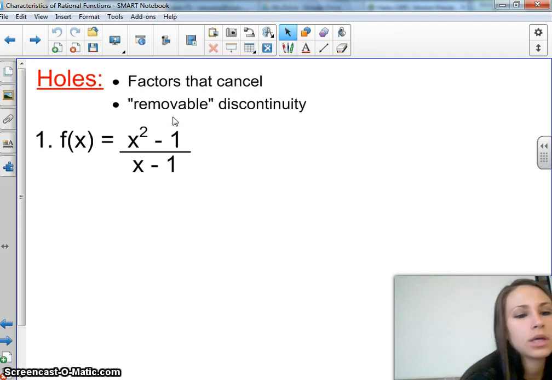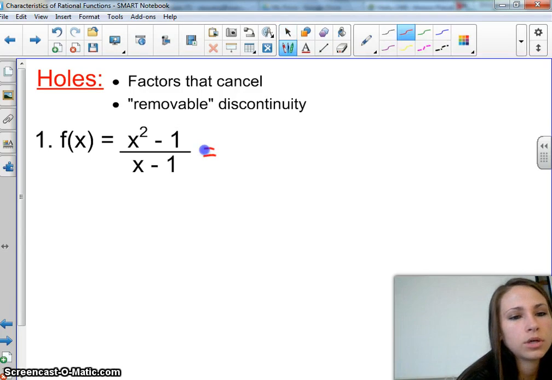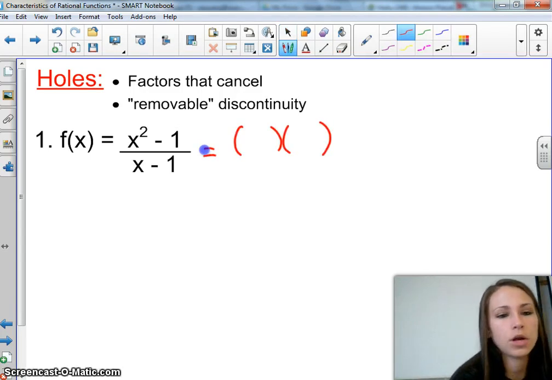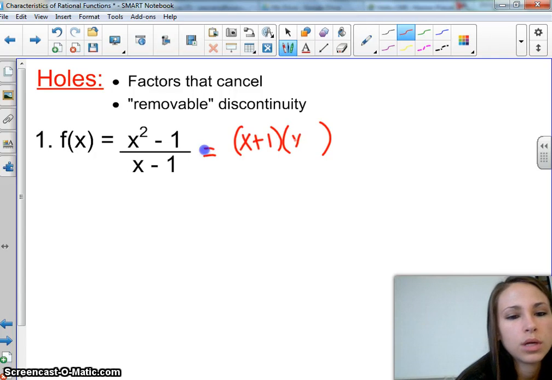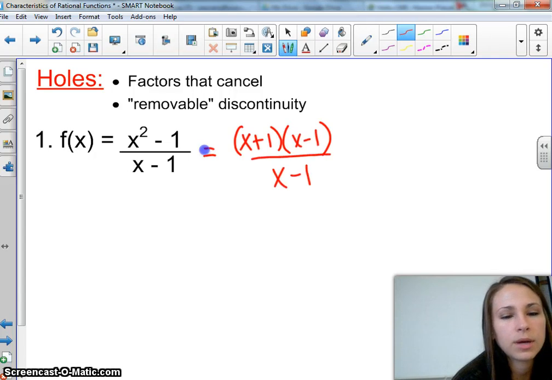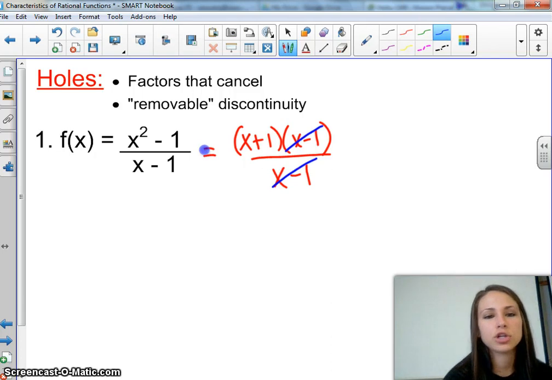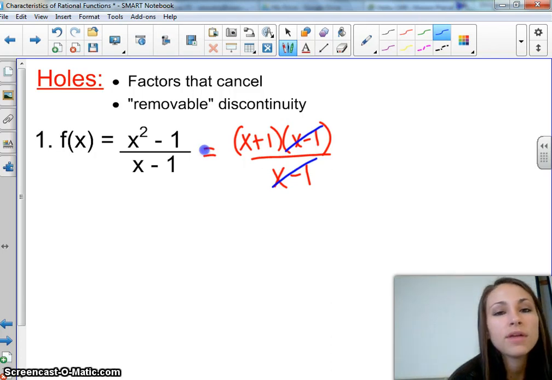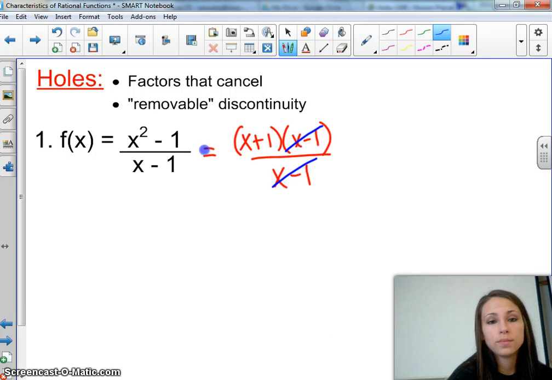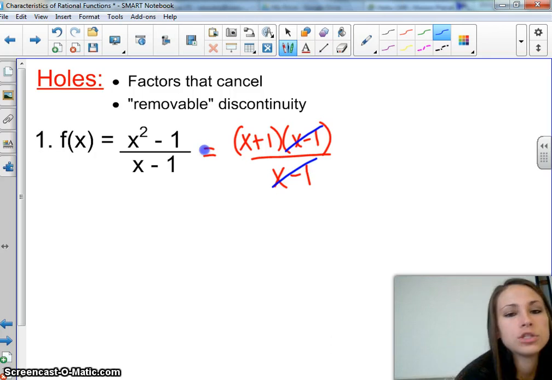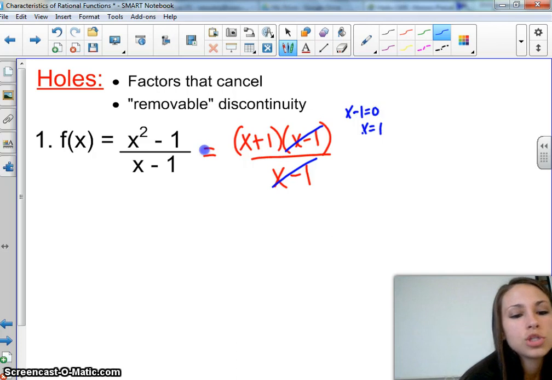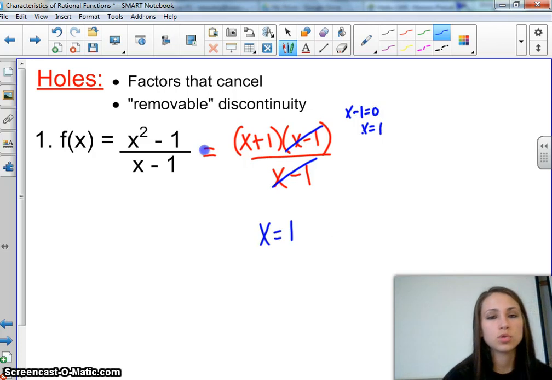So let's look at how to find a hole. So I'm going to factor the top. I'm just going to go about this like I'm simplifying a rational expression. So this will be x plus 1, x minus 1 over x minus 1. And you can see that here the x minus 1s are going to cancel out. And so that factor at x minus 1, wherever that factor equals 0, there's going to be a hole in the graph. And so x minus 1 equals 0 would be at x equals 1. So there's a hole in the graph at x equals 1.